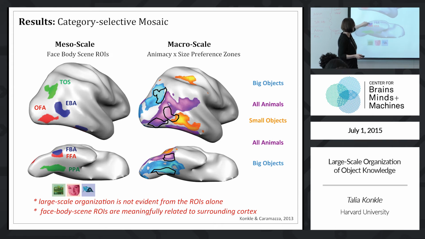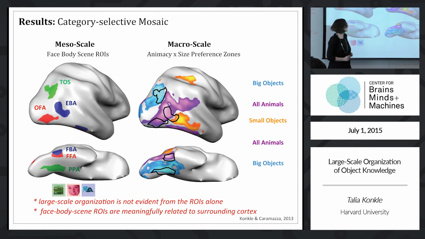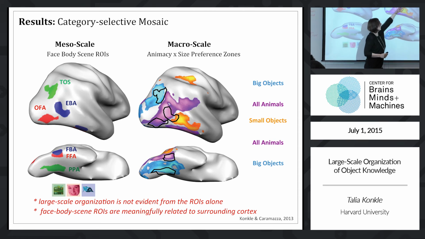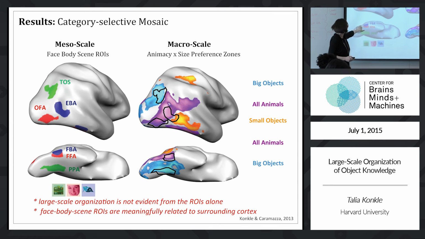Face regions are in red, body regions in blue, scene preferring regions in green. This is what we knew going in. And we call it a mosaic because it looks patchy, like raisins in oatmeal, like we just didn't quite understand how they all got organized together. But thinking about where these fall with respect to these broader animacy by size divisions, you can actually see that these fall really nicely along those spokes. So here's your scene region along this big object, maybe navigationally relevant zone of cortex. Faces and bodies fall nicely along the animal line. And so that means that these highly selective regions are meaningfully related to things around them, which is good. So we're starting to get a sense of what the right organization and structure is.